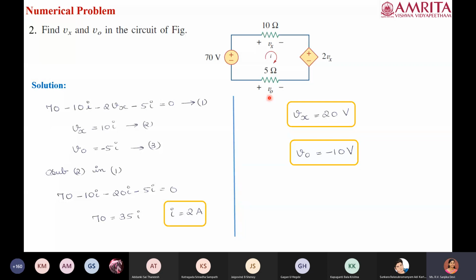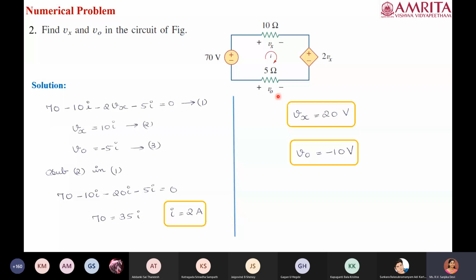Whereas for Vx, you're getting 20 volt, so the reference polarity they have given is exactly correct. Whereas for V0, it has to be opposite. But in any numerical, if you're getting positive or negative, it is still accepted. People can understand: if it is minus, it means that the reference polarity has to be opposite to that of the given value. That's it. Okay. As we do more numericals, you will understand that.